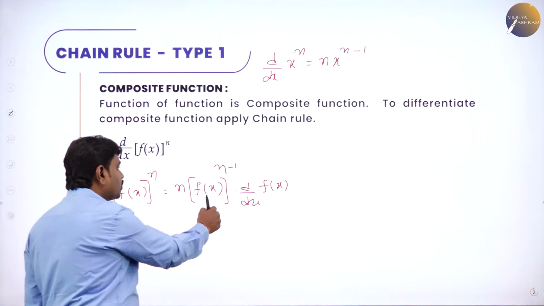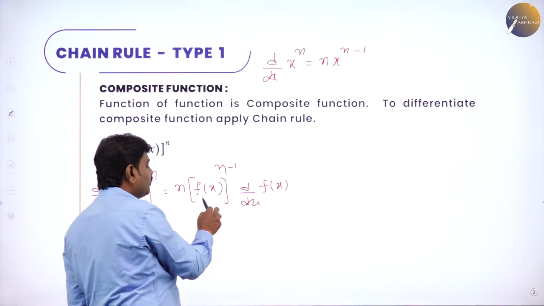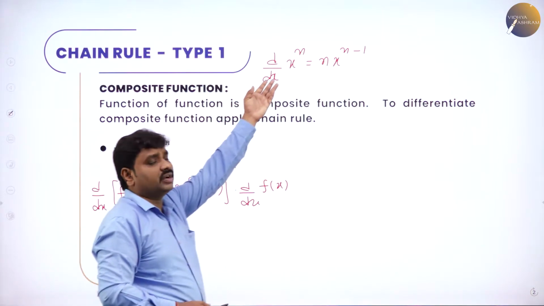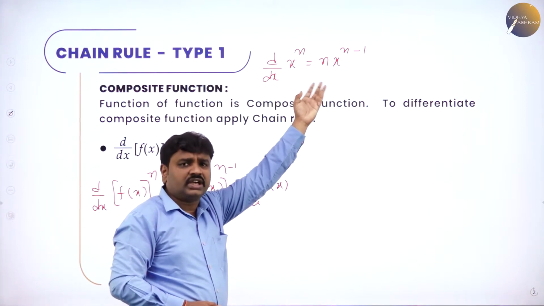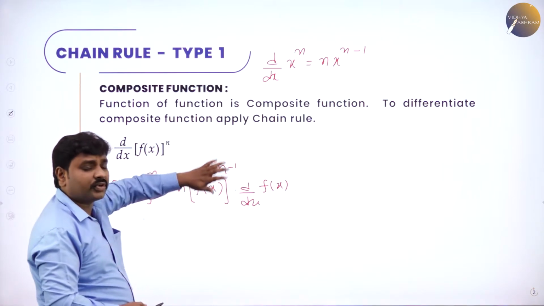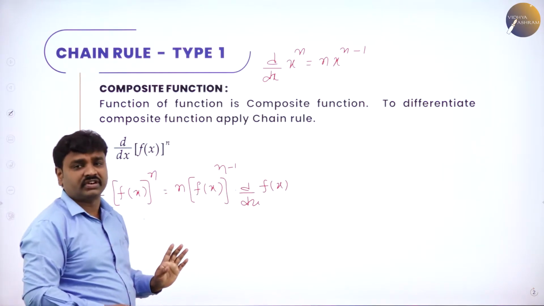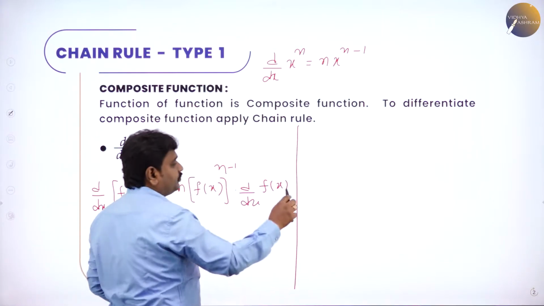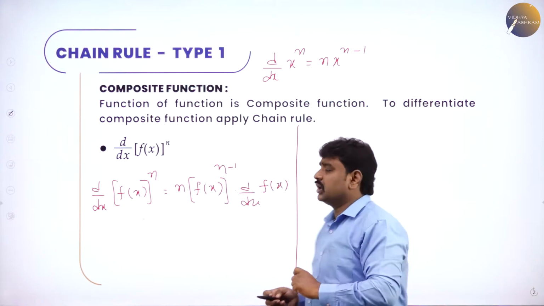n into f of x power n minus 1 into d by dx of the inside function. What is the inside function f of x? You can see it resembles x power n. What is the differentiation of x power n? n into x power n minus 1. Like that, the differentiation of function power n is n into function power n minus 1 into d by dx of the internal function. So many examples we can take for this. One by one, I'll go on taking.